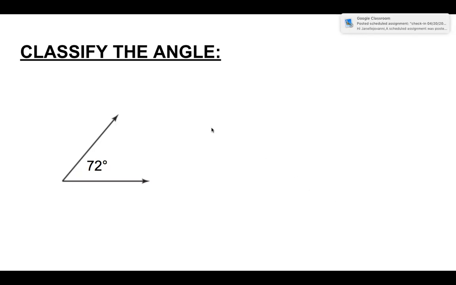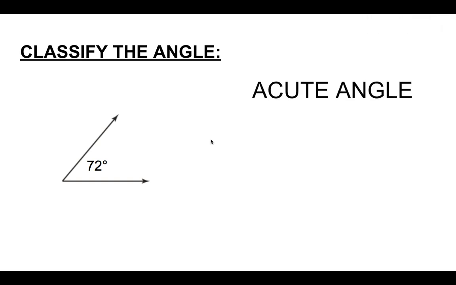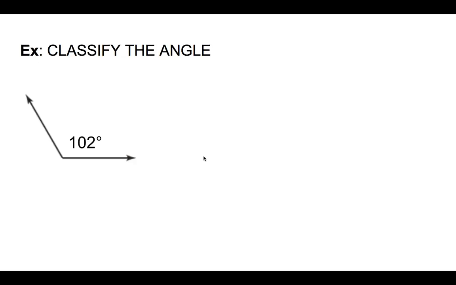So go ahead and classify this angle here. You should have said this angle is an acute angle because notice it's greater than 0 degrees but less than 90 degrees. Go ahead and classify this angle here. You should have said this angle is an obtuse angle because notice it's greater than 90 degrees, but it's also less than 180 degrees.